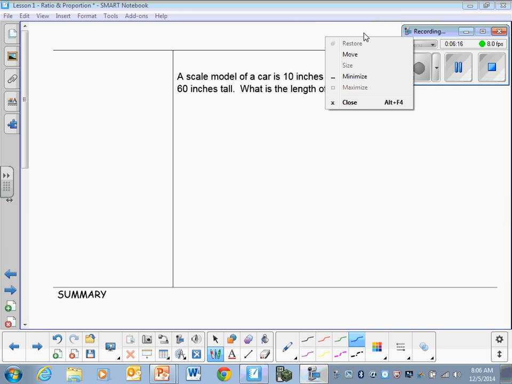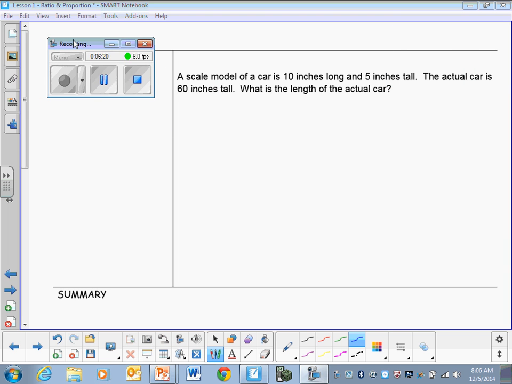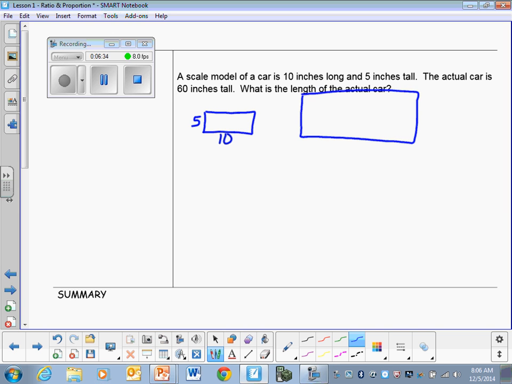Alrighty, we've got a word problem. Let's see. A scale model of a car. You like my fancy car? Scale model of a car is 10 inches long and 5 inches wide. The actual car is 60 inches tall. What is the length? Such an incredible artist.